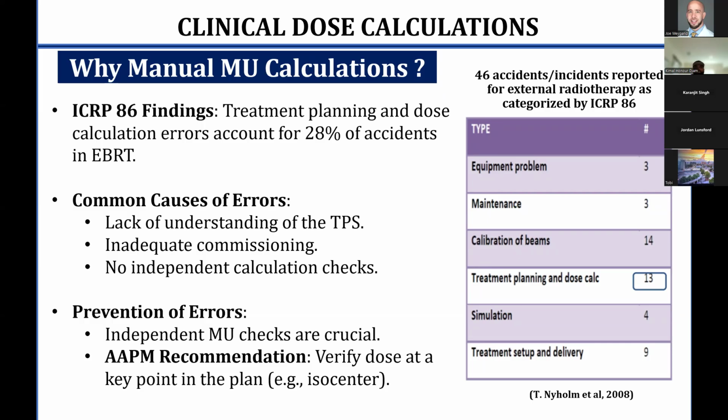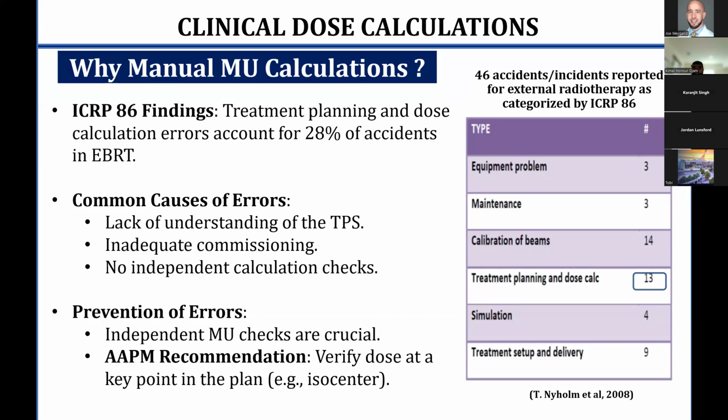Now, in accordance with ICRP report 86, which I recommend that you take a look at, it's an older report, it says that 28% of all incidents or accidents in external beam radiation therapy were due to errors in treatment planning and those calculations, as you can clearly see on the graph. So a majority of the errors or accidents reported were as a result of treatment planning and those calculations.